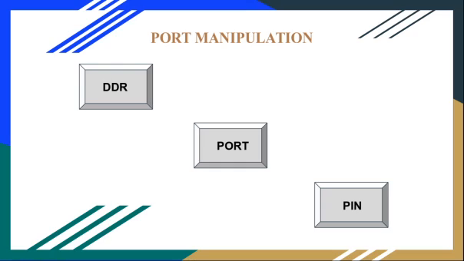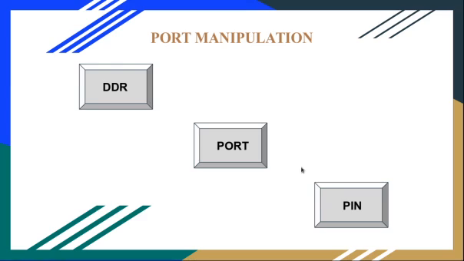PORT is the register for the state of the output. If we set a particular pin as output using the DDR register, the direction register, we can provide 0 or 5 volts on that pin using this PORT register. And PIN is the input register variable. It will read all the pins at the same time.